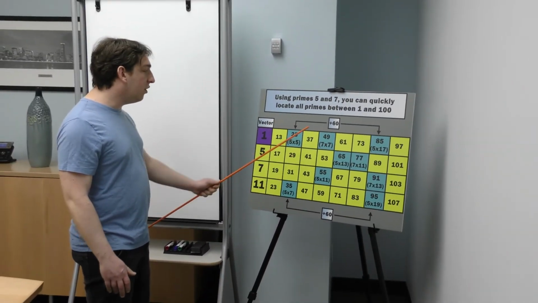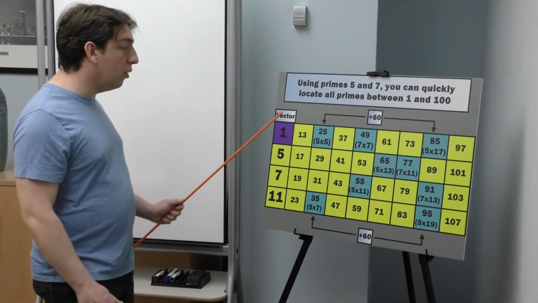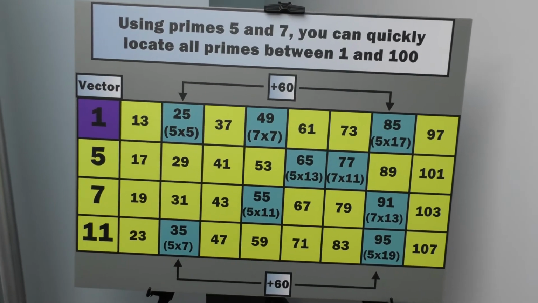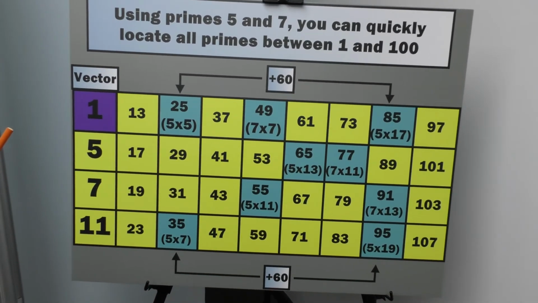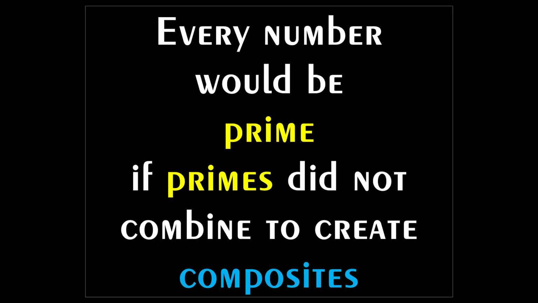So with the 5s eliminated and the 7s eliminated, all the composites between 1 and 100, actually between 1 and 107, are eliminated. And every number that remains is a prime. Why is that so? Because every number would be prime if primes did not combine to create the composites.